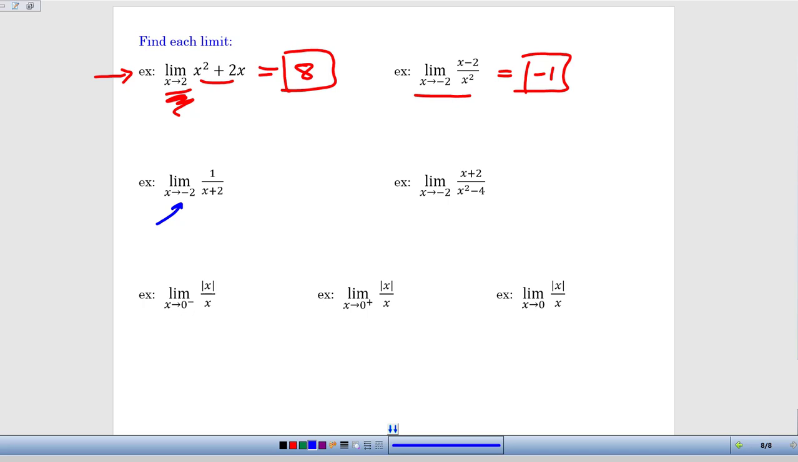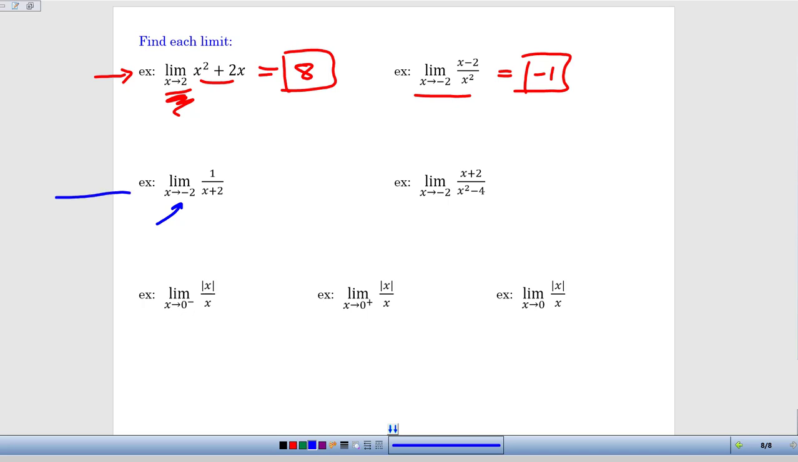So I have to piece together what is happening at x equals -2 with this function. I need to decide: is it an asymptote or is it a removable discontinuity? And on this one, it's an asymptote. There's nothing for me to cross-cancel away. I just have a very simple rational function, 1 over x plus 2.